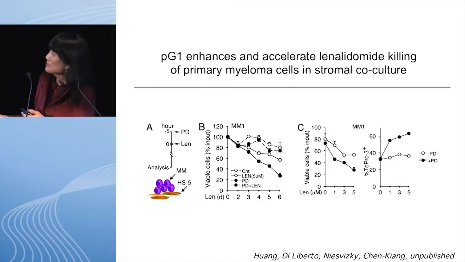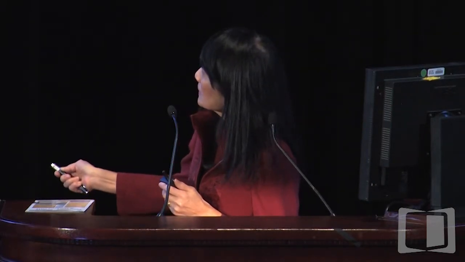And this is just an example of what we can do. For example, these are primary myeloma cells we co-culture with bone marrow stromal cells. If you look, the only way these cells are killed very rapidly is when they are put in combination. That is, we sensitize the cells for 6 hours through cell cycle control, and then add lenalidomide or pomalidomide in the presence of stroma. And it's time dependent and dose dependent.